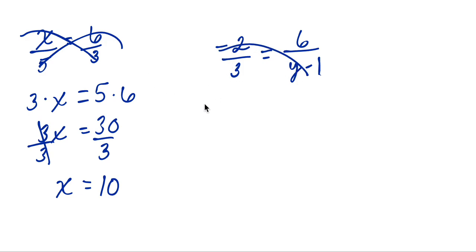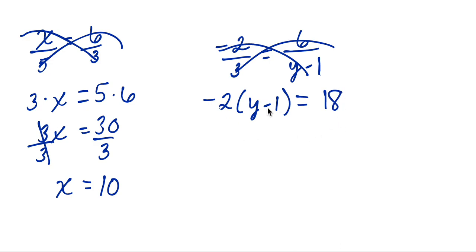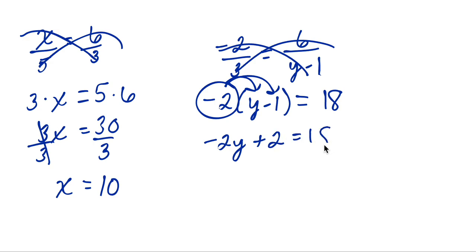So here I'm going to multiply my negative 2 times that quantity y minus 1 and set it equal to the multiplication of 3 times 6, or simply 18. Now on my left side here, I have that negative 2 coefficient. So I have to use distribution and distribute that negative 2 to each of the terms inside of my parentheses, giving me negative 2y, negative 2 times negative 1 plus 2 equals 18.